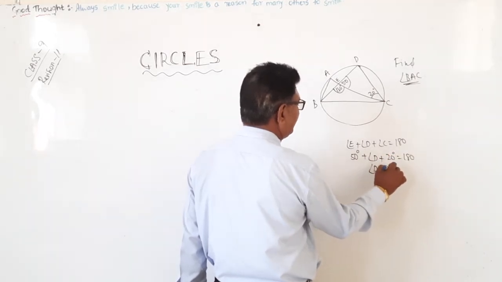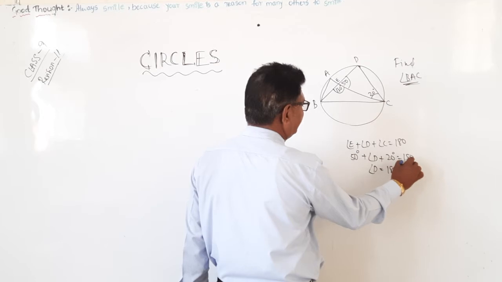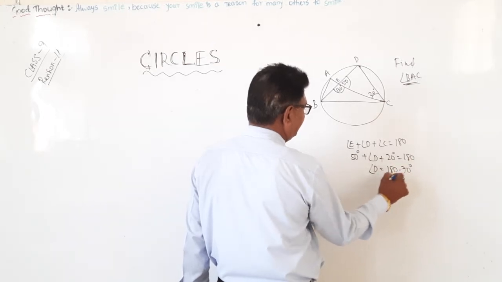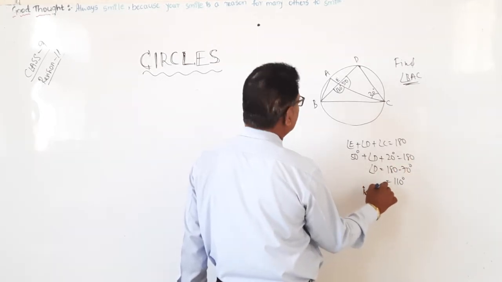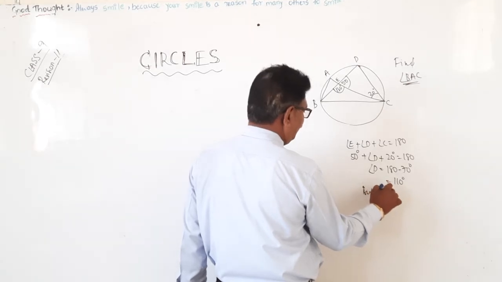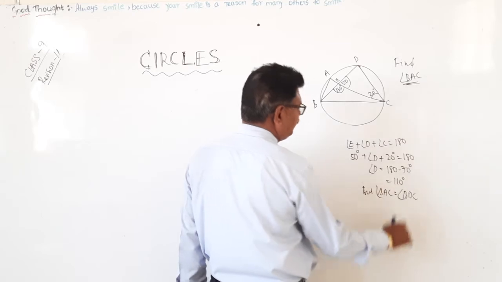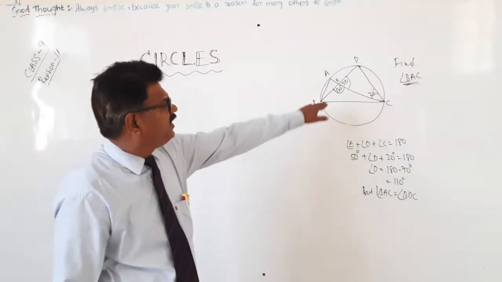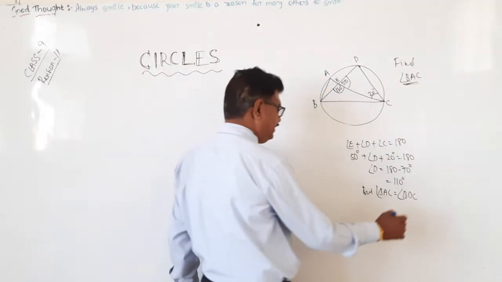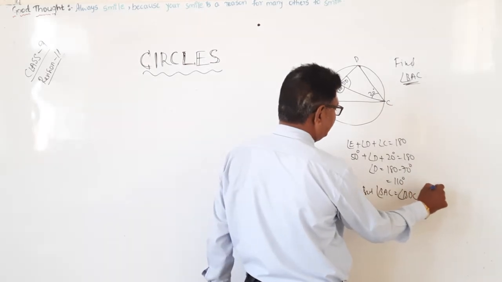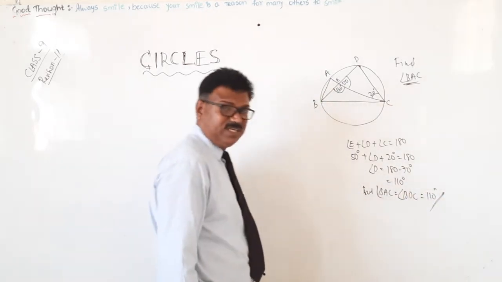Therefore, angle D equals 180 minus 70, which is equal to 110. But angle BAC is equal to angle BDC because they are on the same segment, so that is equal to 110 degrees. Only this much. Okay?